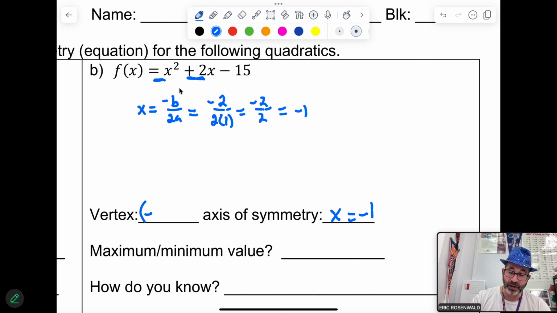Now, to find the k value of the vertex, we're going to plug in this x value. This negative 1 is going to get plugged in for the x right here and for the x right here.